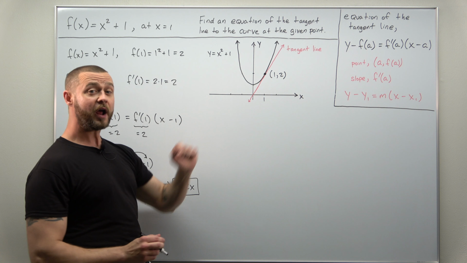And we're going to need the y-coordinate. So just go ahead and plug in 1 for x, and we get f of 1. It's going to be 1 squared plus 1. That comes out to 2.